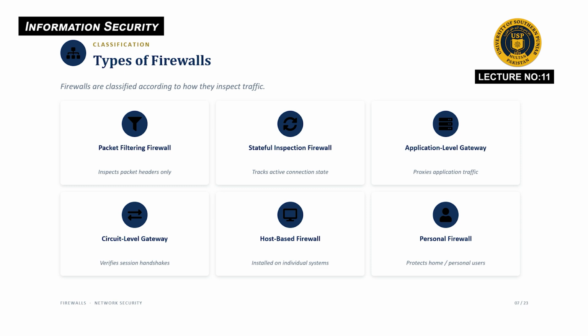Firewalls can be classified on the basis of how they inspect traffic. The main types are packet filtering firewall, stateful inspection firewall, application level gateway, circuit level gateway, host-based firewall, and personal firewall. Each type provides a different level of security and functionality.